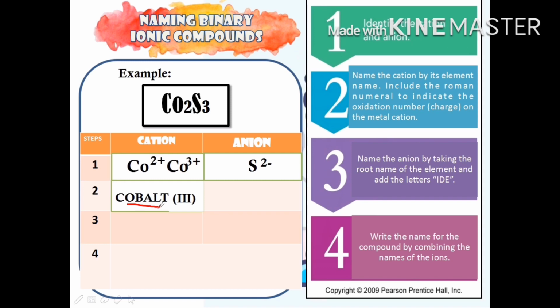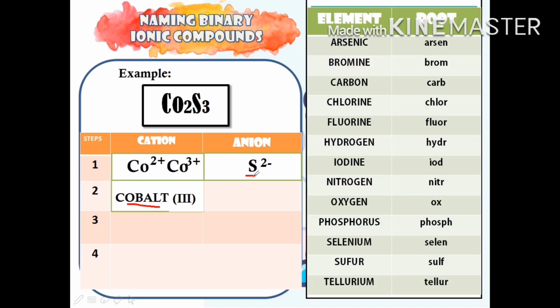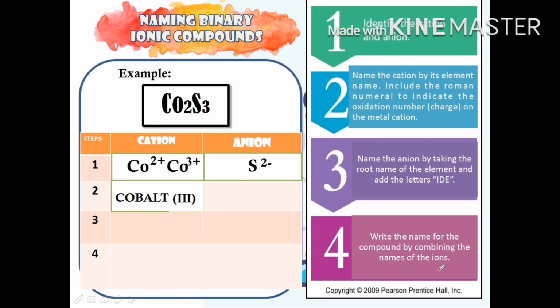In step 3, we have to name the anion by taking the root name of the element and add the letters IDE. Our anion is S, and S is a chemical symbol of what element? Right, it's a chemical symbol of the element sulfur. And to look for the root of sulfur, we have here a table. Here is sulfur, and the root is SULF. So, we have to add the letters IDE, that is SULF plus IDE.